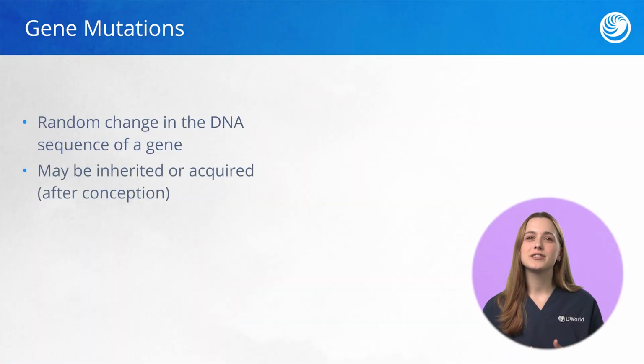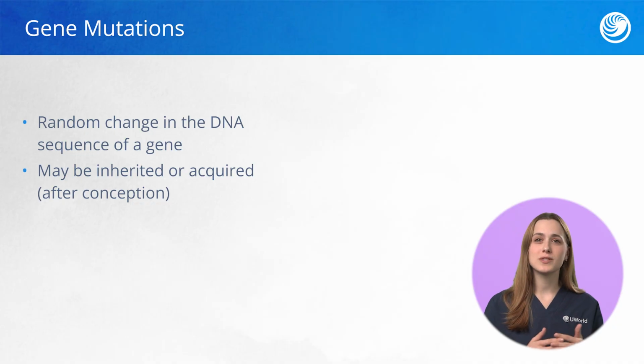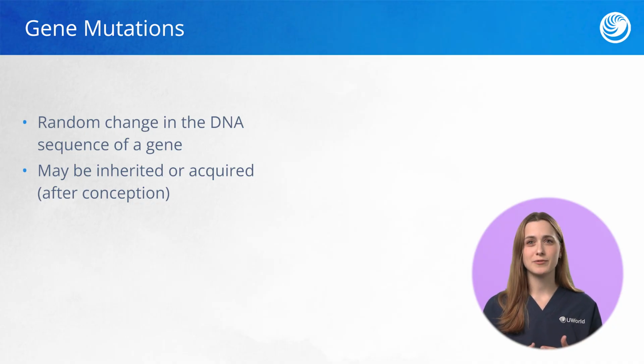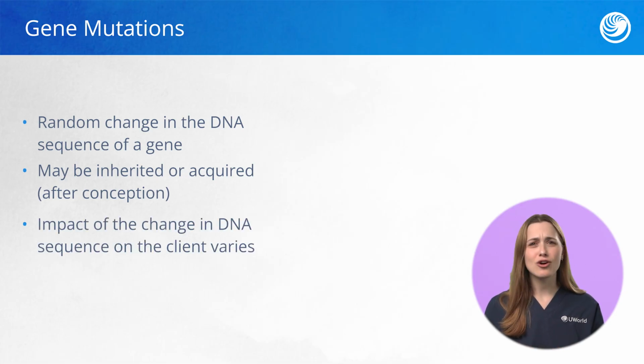Even though the mutation remains, it's not always expressed. It just depends on where the mutation occurred as to whether or not it will be silent or cause a pathological condition. Gene mutations may be inherited from parental chromosomes or acquired after conception, like from environmental factors, including exposure to toxins. As we said earlier, not all mutations are expressed and observable. Some have no impact on the client's health.